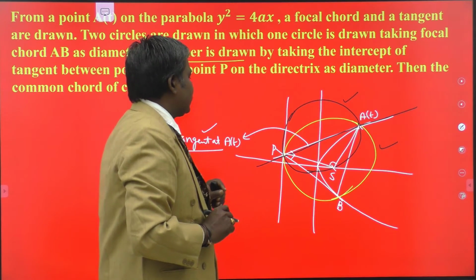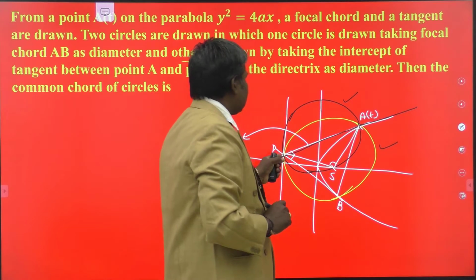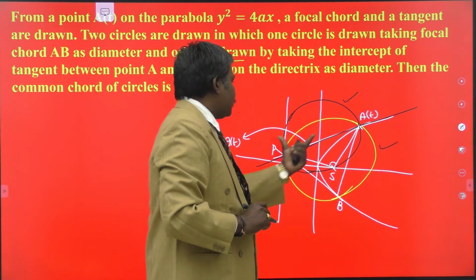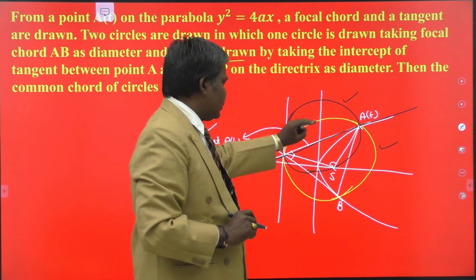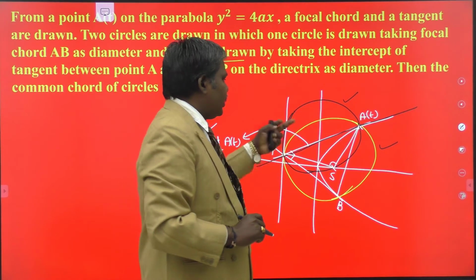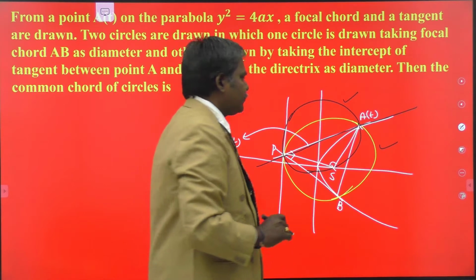So two 90 degrees are obtained here. One is that AB subtends 90 degrees at the point on the directrix, and also AP subtends 90 degrees at the focus. These are the two circles. Their common chord is AP, where AP is nothing but the tangent at A to the parabola.